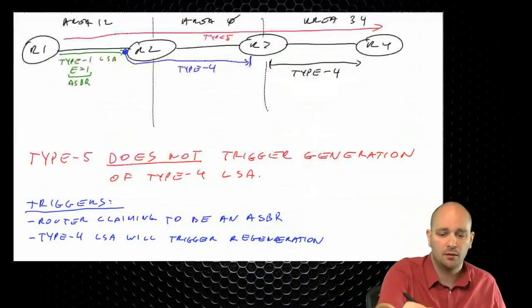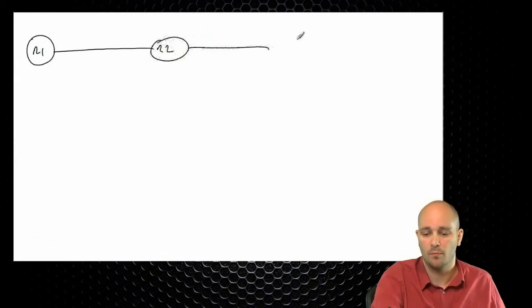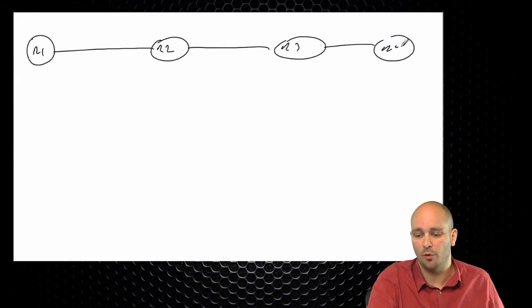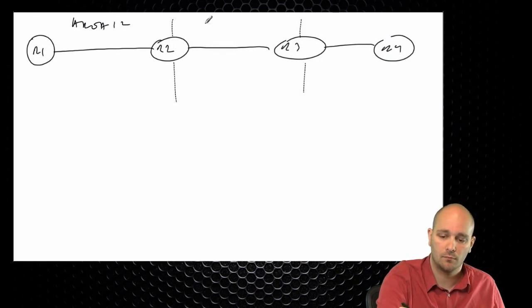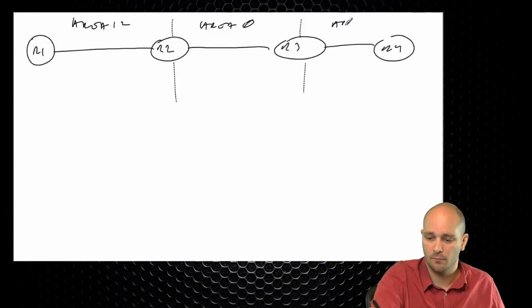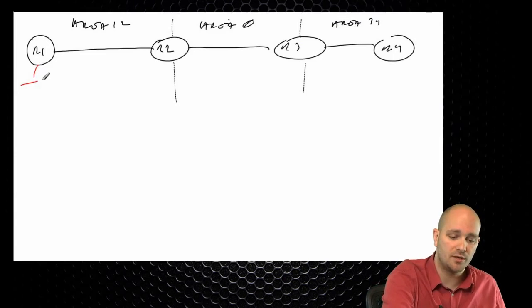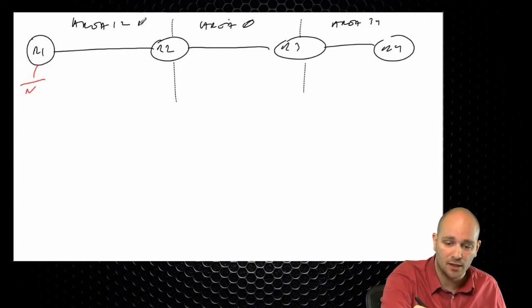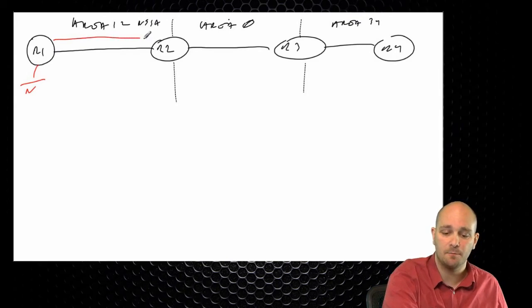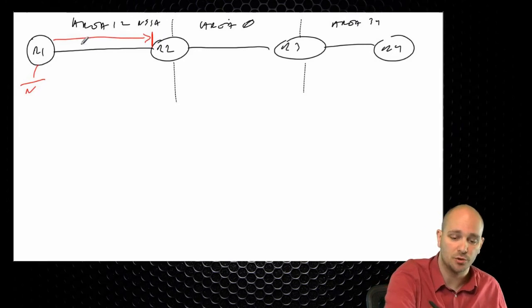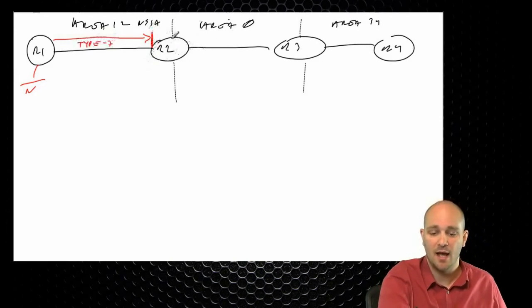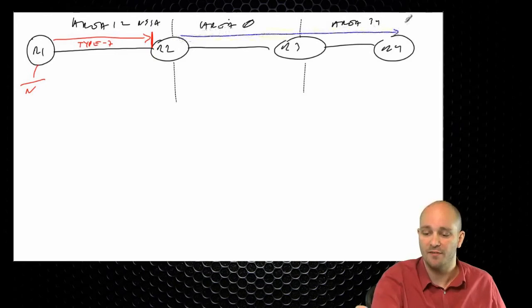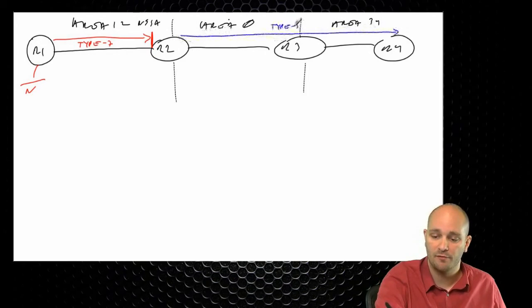So if we take a look at our network again, so again I have R1, R2, R3, and then R4. Let's say that here we are redistributing some network N, and this is now actually NSSA area. This type 7 LSA is going to reach this point here. So this is going to be type 7. Now, based on information from this type 7 LSA, R2 is going to inject type 5 LSA. So this is going to be type 5 LSA.